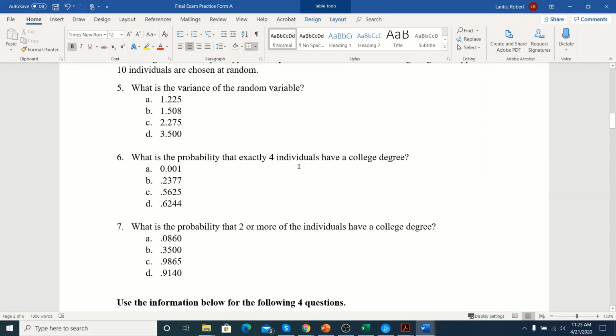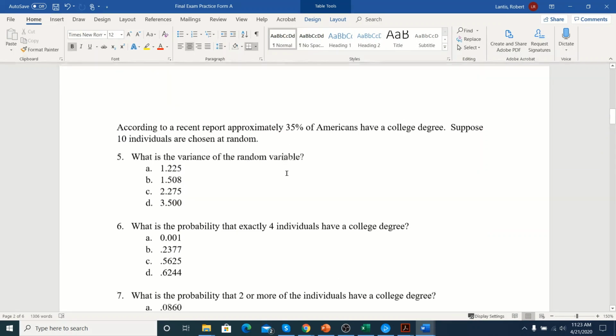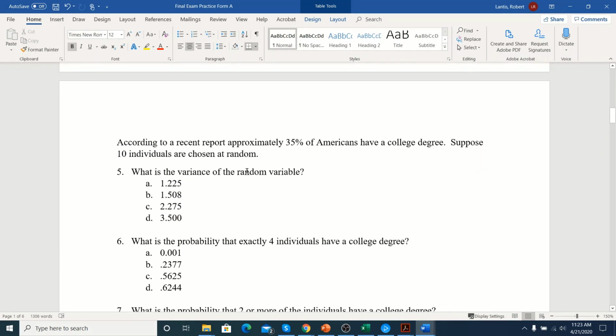And that's just because, remember, the probabilities have to add up to 1. So the probability that I see 0 people have a degree, exactly 1, exactly 2, all the way up to 10, those have to add up to 1.